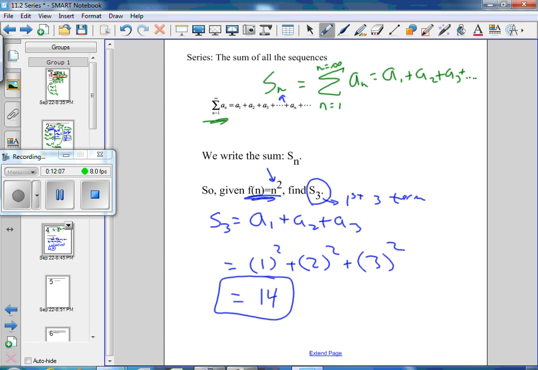And as n gets bigger and bigger, s sub n is going to get bigger and bigger because we're adding tons of numbers to it.